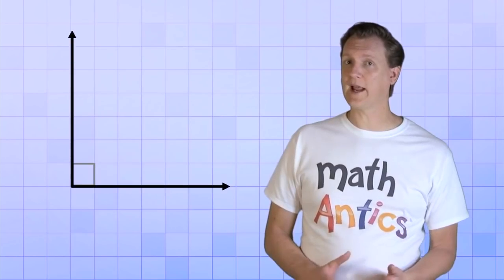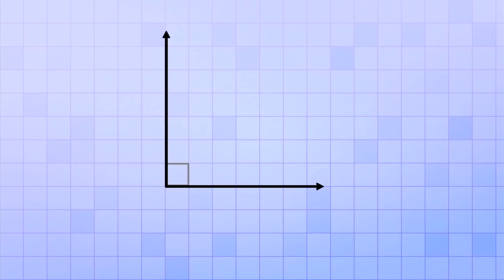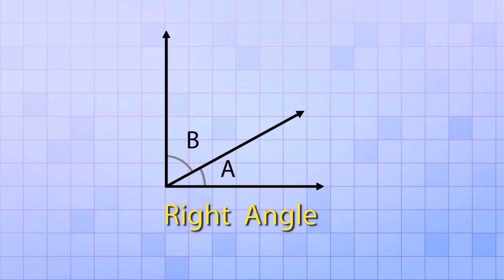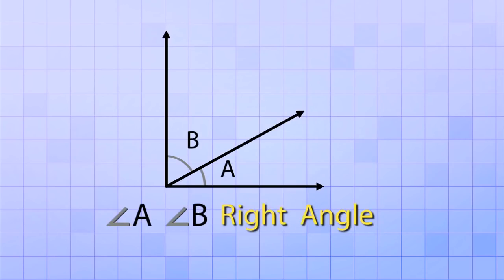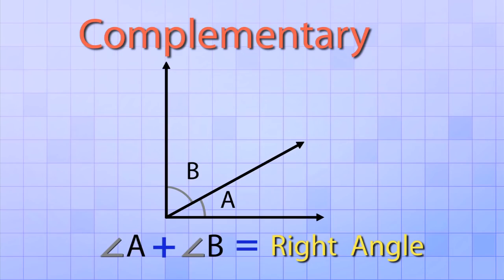Let's look at our simple right angle again that's made from two rays. But this time, let's draw a third ray that cuts that right angle into two smaller parts. Now because the angle that we divided up was a right angle, we know that the two smaller angles combine to form a right angle. And in geometry, any two angles that combine to form a right angle are called complementary angles.